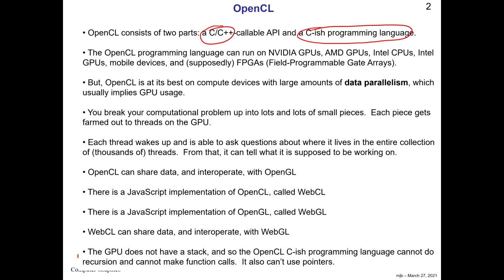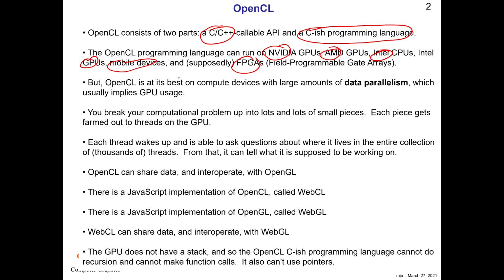Because this is an industry standard, the OpenCL programming language runs on NVIDIA GPUs, AMD GPUs, Intel CPUs, Intel GPUs, mobile devices, and FPGAs, although I've never actually seen anyone do that, but I keep hearing about it. And like CUDA, it's at its best when you're doing very large amounts of data parallelism. You break your computational program up into lots and lots of threads, and thousands of these threads run on the GPU.